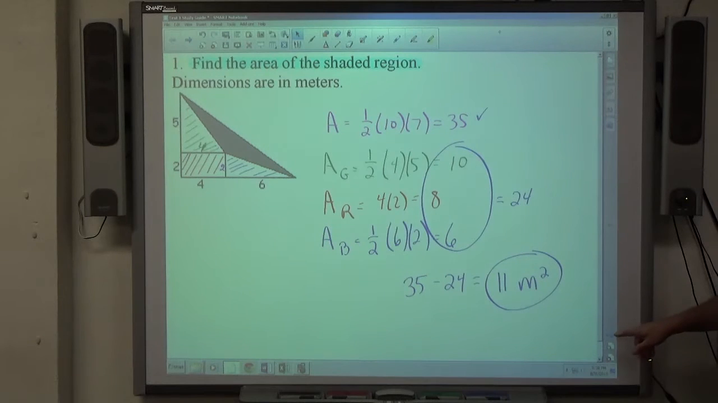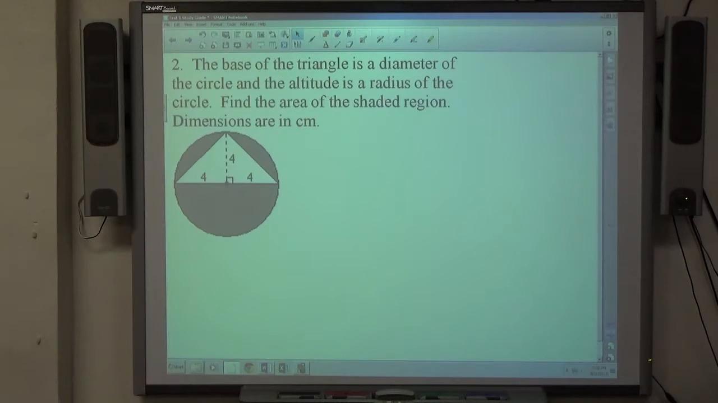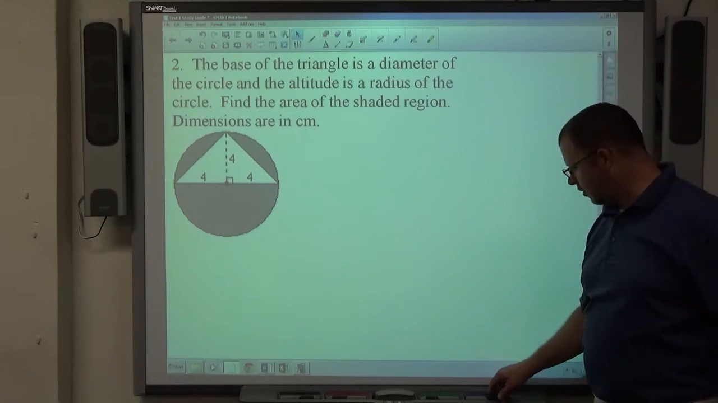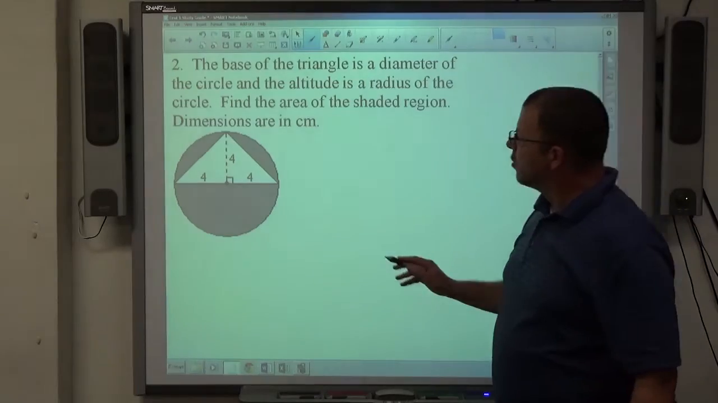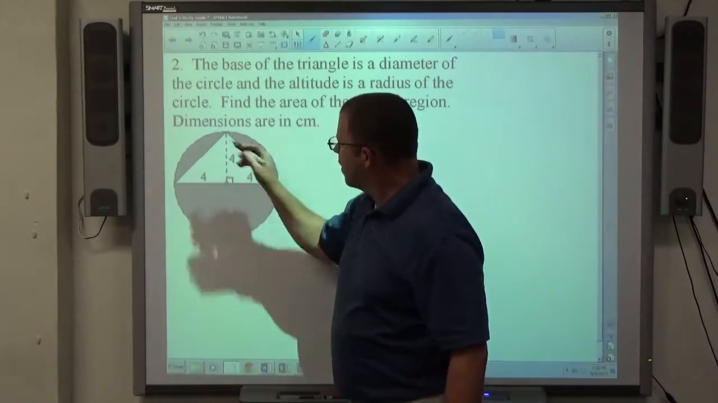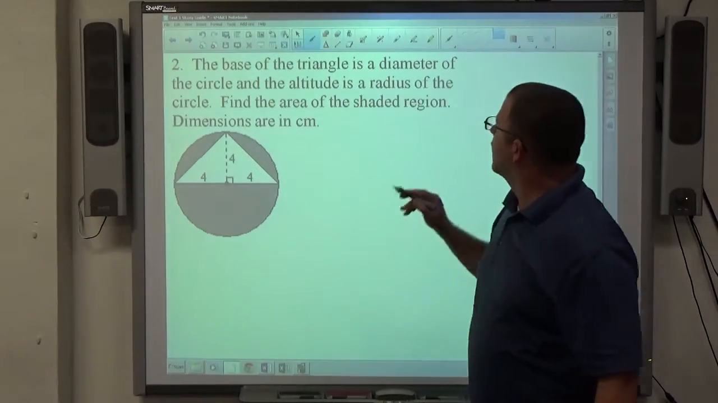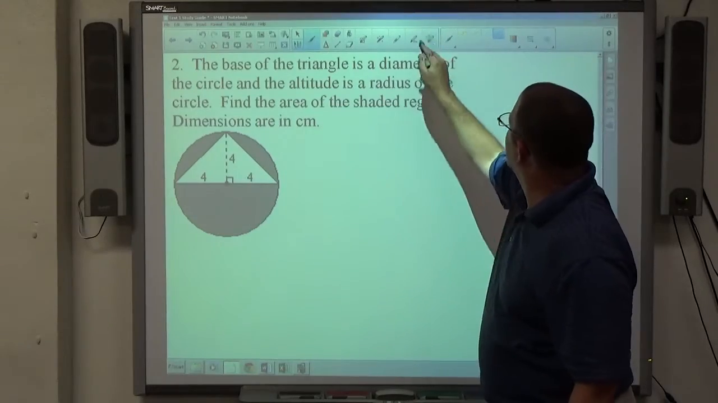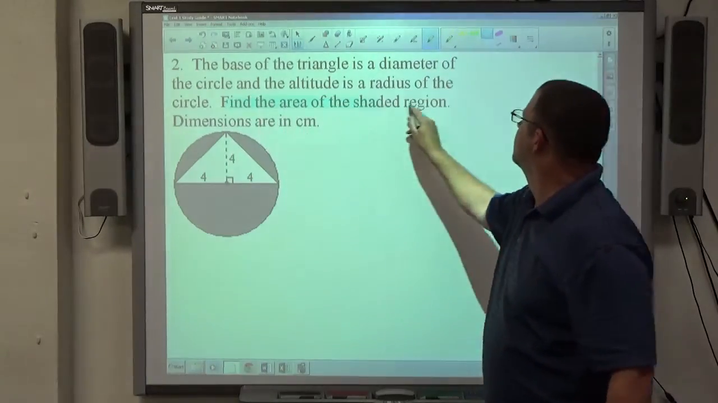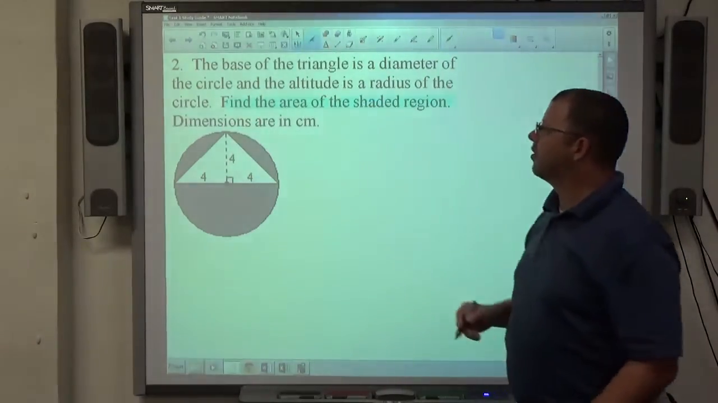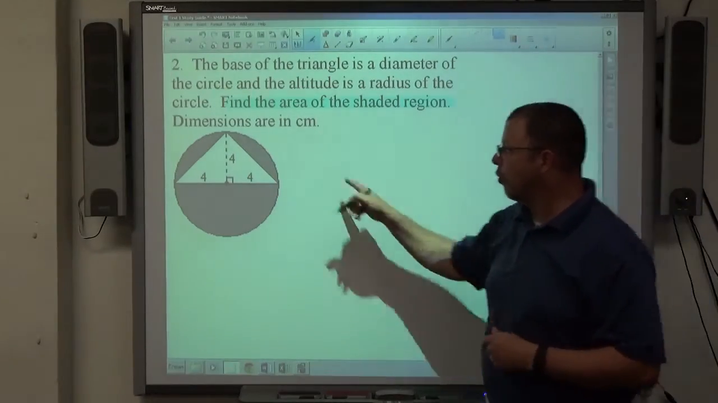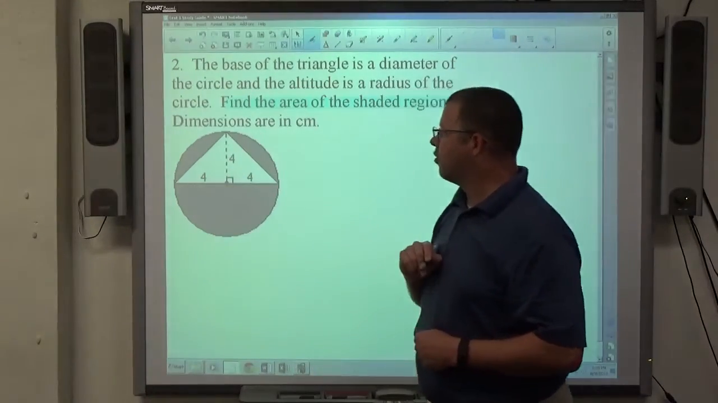Okay, problem 2. The base of the triangle is the diameter of the circle, and the altitude is the radius of the circle. Find the area of the shaded region. Dimensions are in meters. So we have here a circle that's got a triangle cut out of it. Again, it says find the area of the shaded region. And the area of the shaded region is simply the whole circle minus this one triangle.